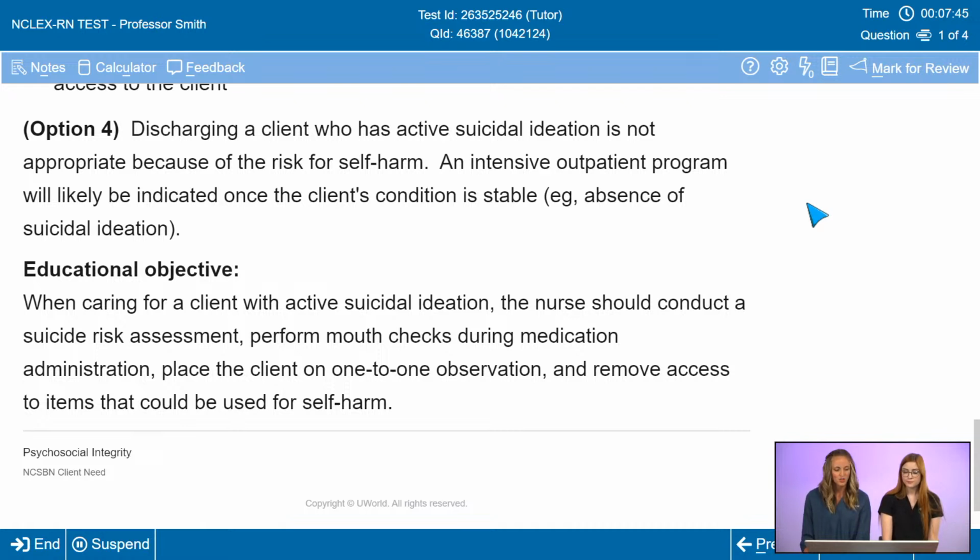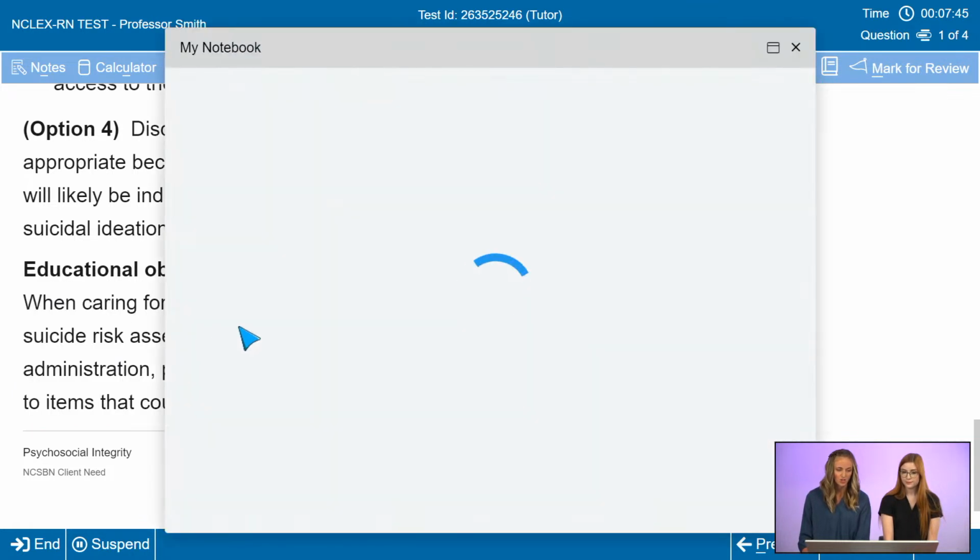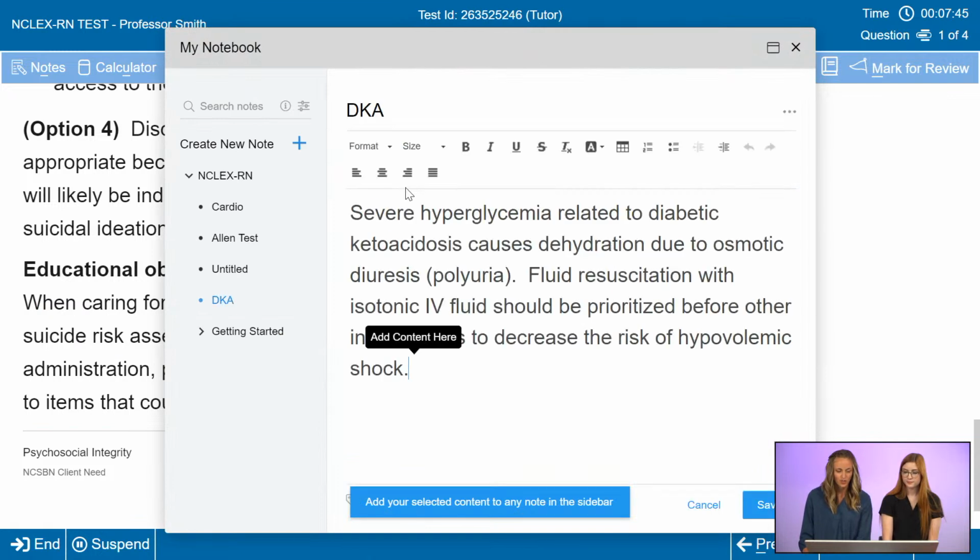So our educational objective, we found, is, again, when caring for a client with active suicidal ideation, we should conduct a risk assessment, perform mouth checks during medication administration, place them in one-to-one observation, and then remove items that could be used for harm. And we found on the NCLEX-PN test plan that this is covered in psychosocial integrity. Something else we can do to help prepare is add this to our notebook, so we can highlight the educational objective, and we can place it here.